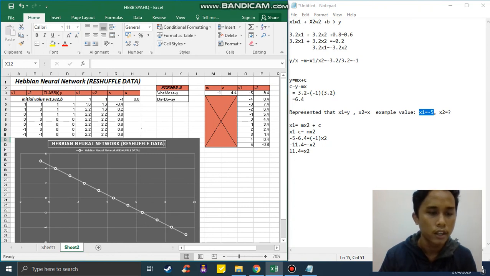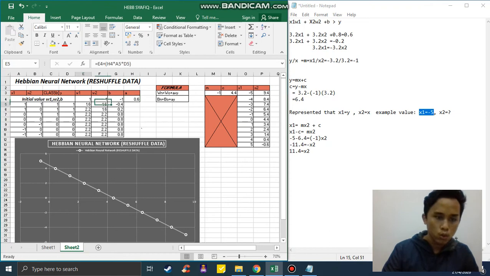For the next, I reshuffle the data, where the initial values for W1, W2, and B are 1, 1, and -1, but the alpha remains constant at 0.6. To find all these values, we must repeat the same steps as the previous one that I showed you, and we can get all the data in this graph.